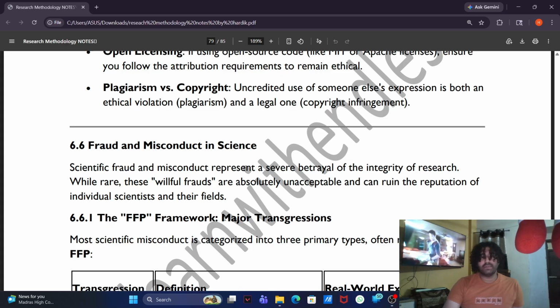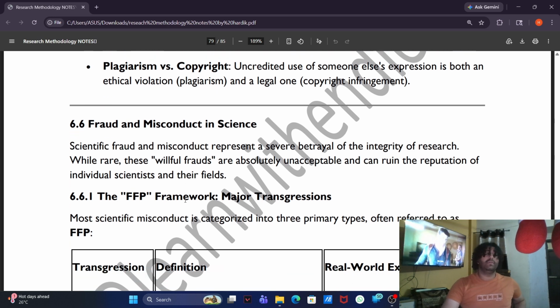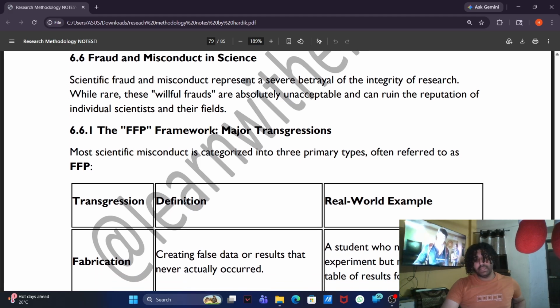Next topic, fraud and misconduct in science. Scientific fraud and misconduct represent a severe betrayal of the integrity of research. While rare, these willful frauds are absolutely unacceptable and can ruin the reputation of individual scientists and their fields.